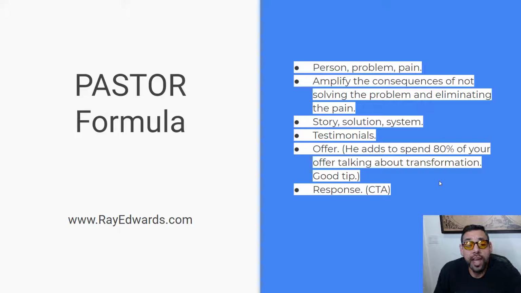You can learn more about Ray by going to rayedwards.com. So the P in Pastor is getting down the person, the problem, and the pain. So who's the person, what's the problem, and what kind of pain does it cause them? And the A is to amplify the consequences of not solving the problem and eliminating the pain.